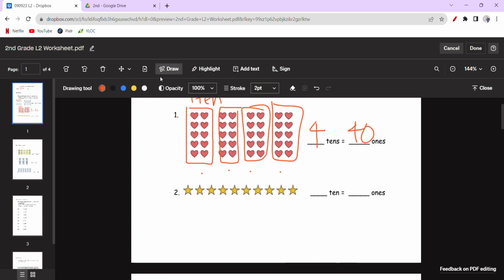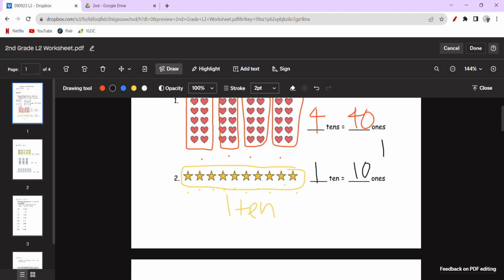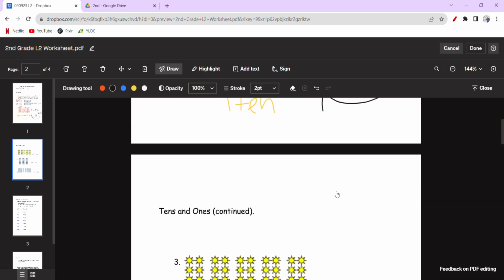Okay, let's try another one. Let's try the stars. There is what? 1, 2, 3, 4, 5, 6, 7, 8, 9, 10, right? So this would be one group. This would be 110. Okay? And 110 is equal to 10 ones, right? So we're just adding plus 10 each number you go up by, okay?